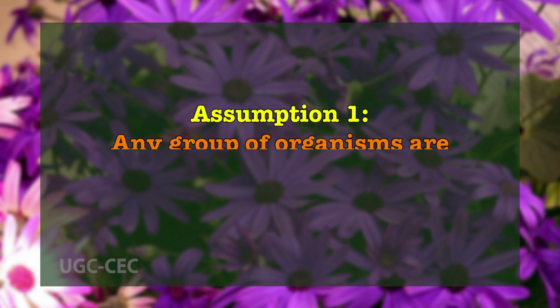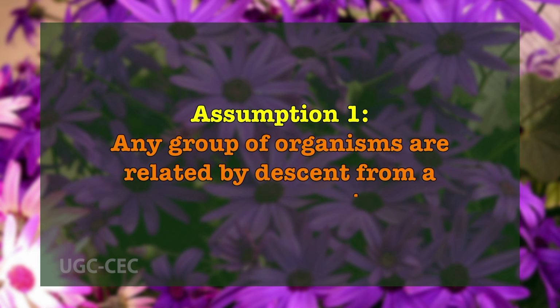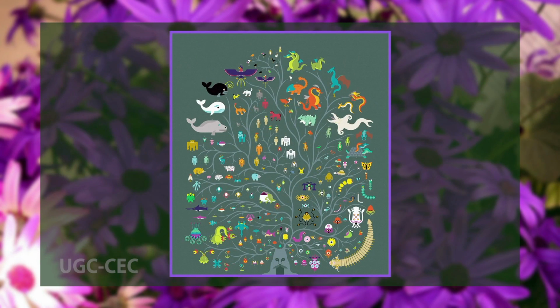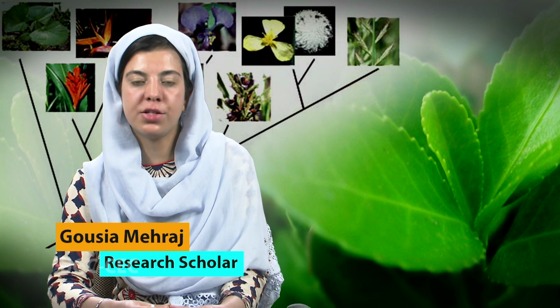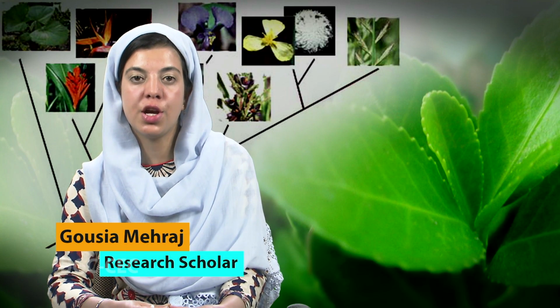Assumption 1. Any group of organisms are related by descent from a common ancestor. This is a general assumption made for all evolutionary biology. It essentially means that life arose on Earth only once and therefore all the organisms are related in some way or other. Because of this, we can take any collection of organisms and determine a meaningful pattern of relationships, provided we have the right kind of information.